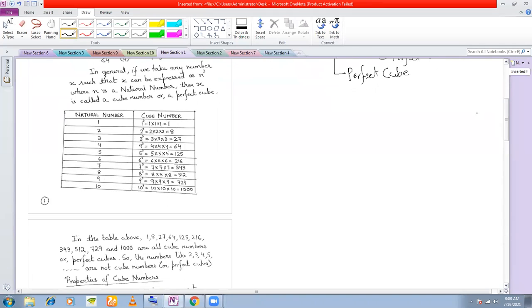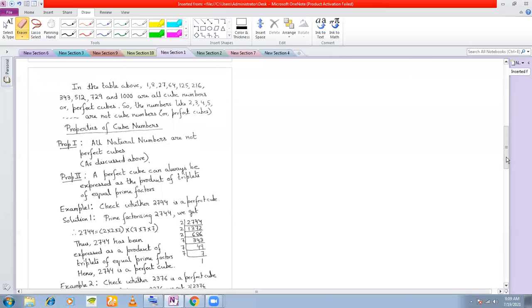Okay, next. I've given you a table here of cube numbers. Better remember the cube numbers from 1 to 10. It will help you out later in the sums. So 2 cube is 8, 3 cube is 27, 4 cube is 64, 5 cube is 125, 6 cube is 216, 7 cube 343, 8 cube 512, 9 cube 729, and 10 cube is 1000. If you remember these, it will be very helpful while you solve the sums. So try to remember them from 1 to 10.